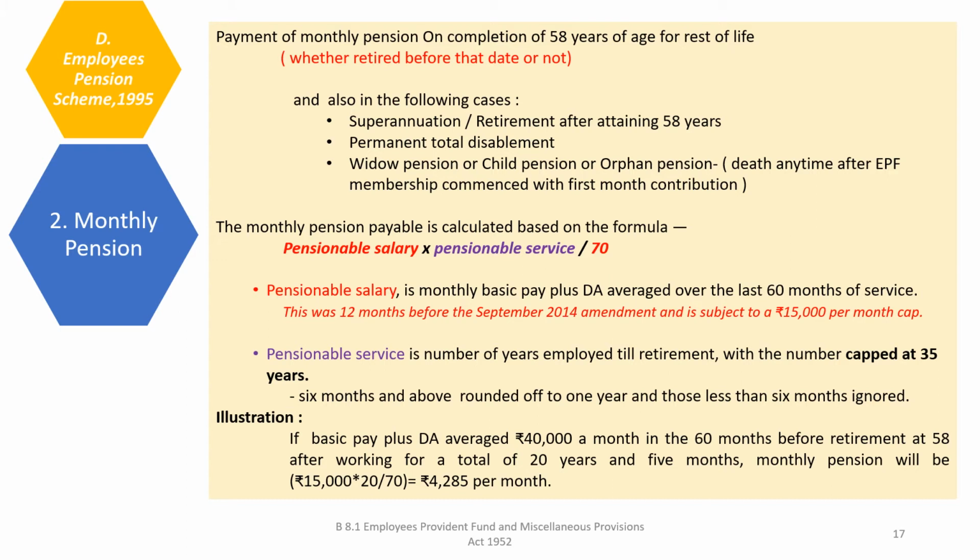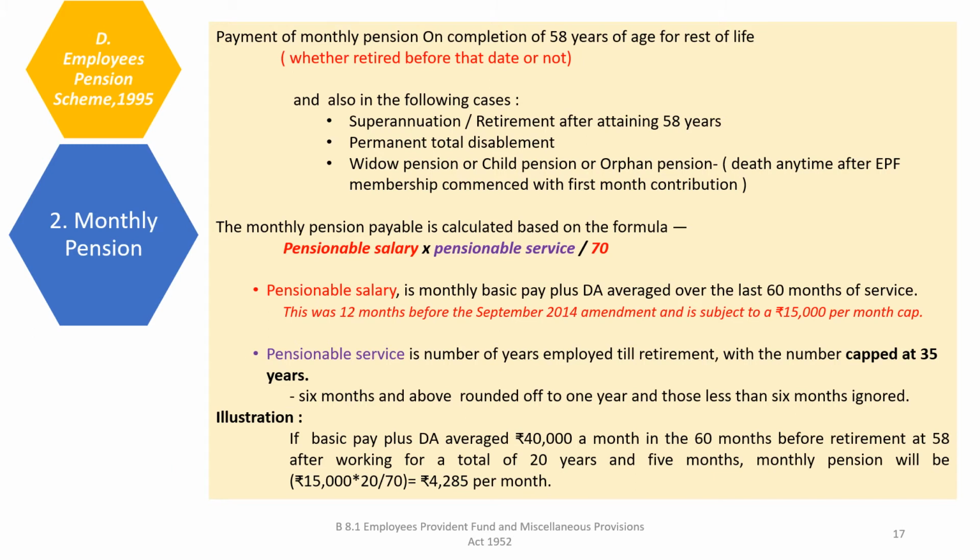The monthly pension is calculated simply by a formula: pensionable salary into pensionable service divided by 70. Pensionable salary is the average salary, basic plus DA, over the last 60 months of service. Interesting to note, this pensionable salary was considered as the average of 12 months only up to September 2014, when an amendment was made to the scheme by the government. And that amendment also fixed that the monthly salary average, whatever comes, cannot exceed 15,000 per month. It put a cap on that.